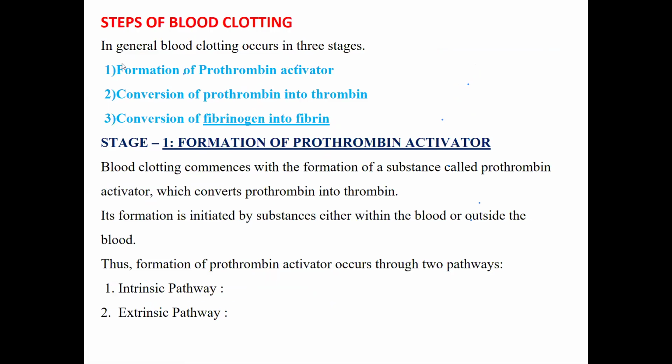In general, blood clotting occurs in 3 stages. First stage, formation of prothrombin activator, then conversion of prothrombin to thrombin, and this thrombin converts the fibrinogen into a fibrin thread. So here the first step is formation of prothrombin activator, that is 10A. Blood clotting commences with the formation of a substance called prothrombin activator, which converts prothrombin to thrombin.